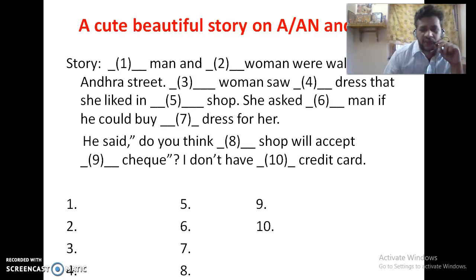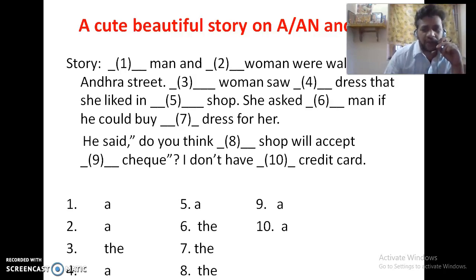Right. So this is the basic introduction about the articles. In the next video, I will give you the complete rules and guidelines and the omission of articles: when to use a, when to use an, when to use the, and when not to use articles at all. We will discuss that in the next video.